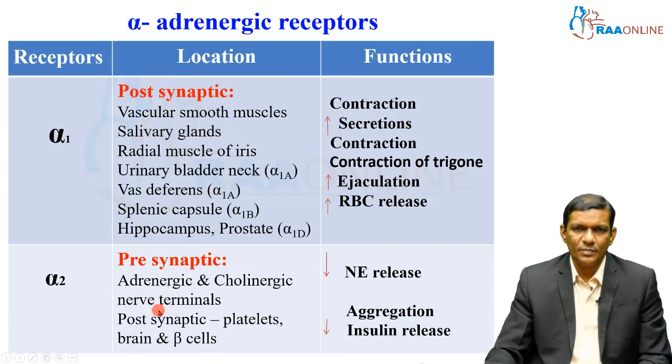Similarly, postsynaptic alpha 2 is present in platelets, some places in the brain, and the beta cells of the pancreas. When you stimulate it, it causes a decrease in platelet aggregation and a decrease in insulin release from the beta cells of the pancreas.